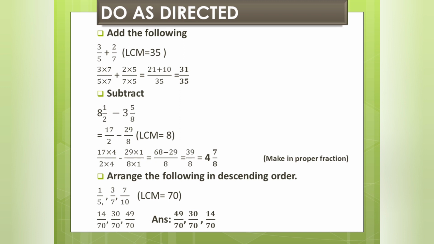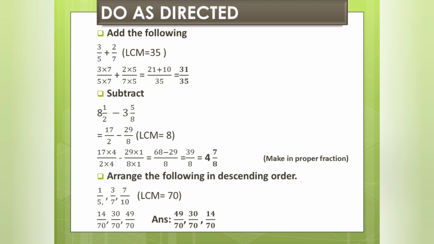So the first answer we are getting is 3 7s are 21 plus 2 5s are 10. 21 plus 10 is equal to 31. The denominator is the same, 35. So the answer will be 31 upon 35.